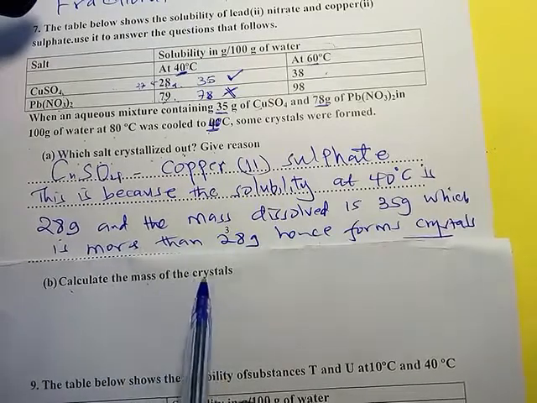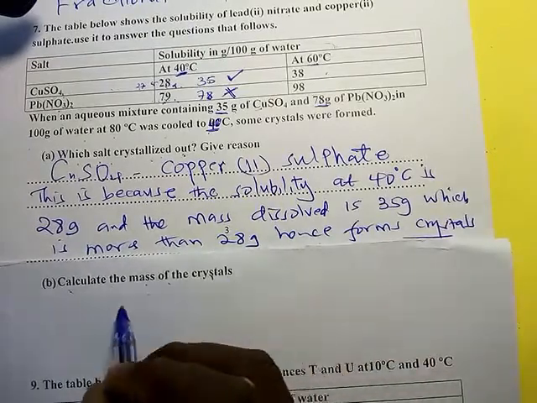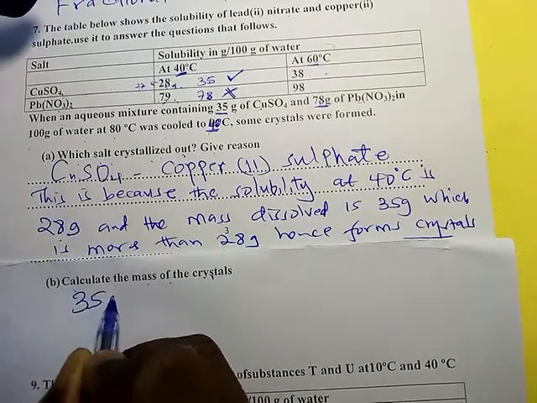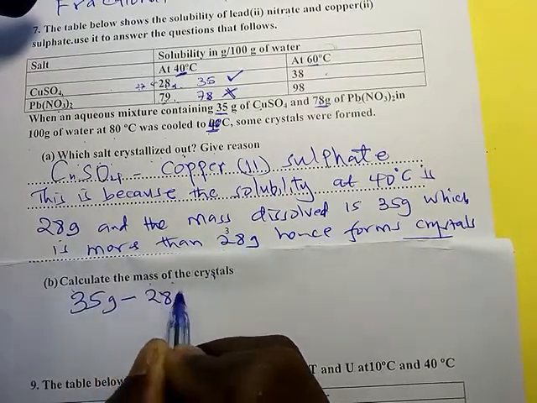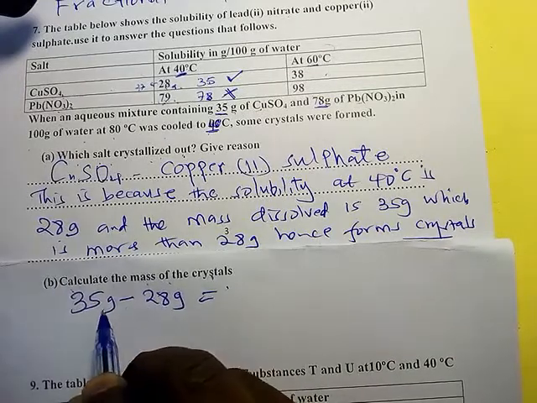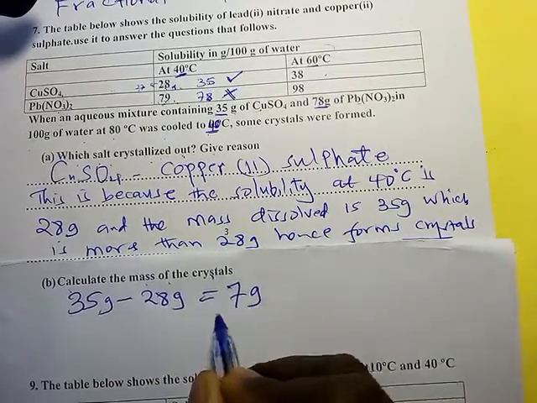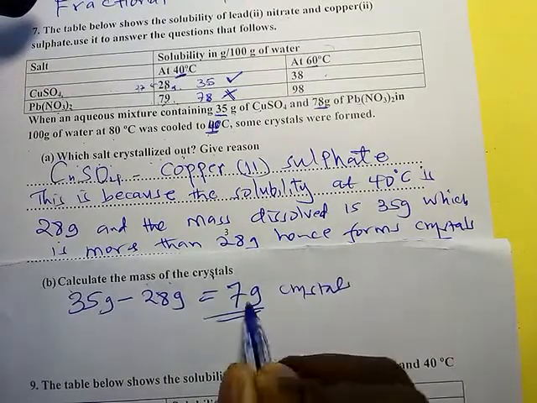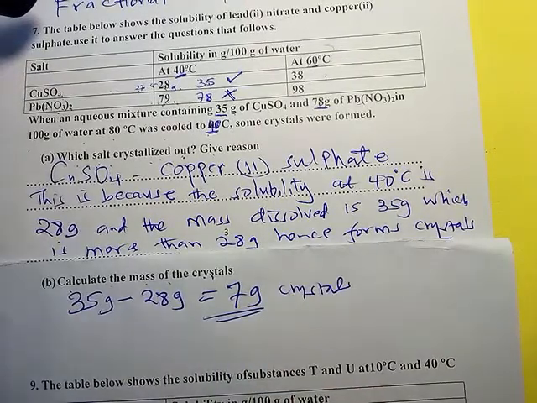Calculate the mass of the crystals that was formed. The mass of the crystal that was formed, we have 35 grams minus 28 grams, and the answer is 7. Yeah, 7 grams. 7 grams of crystals will be formed.